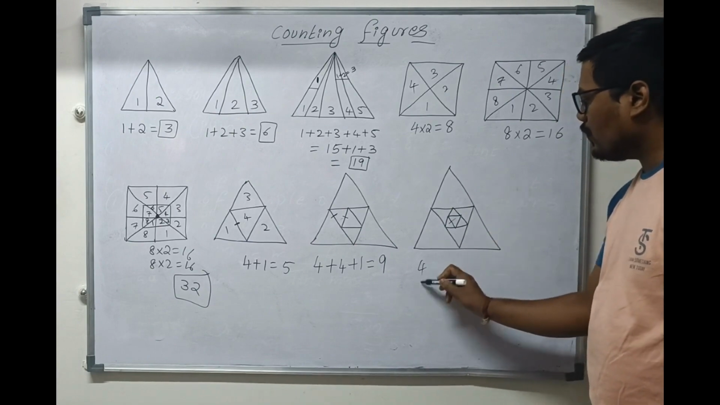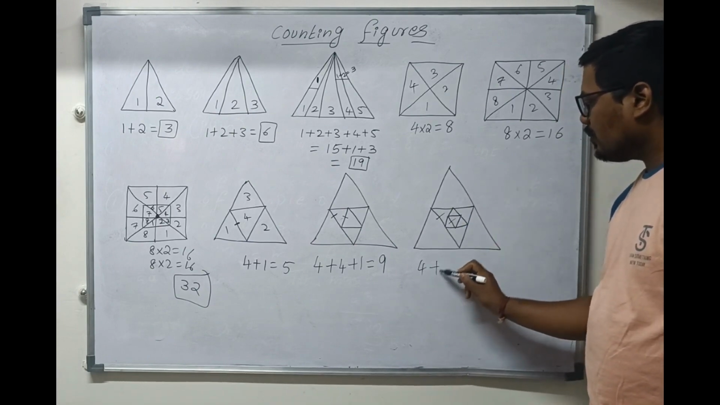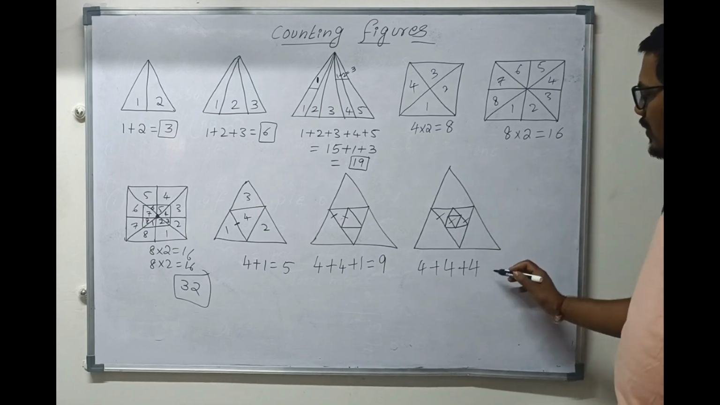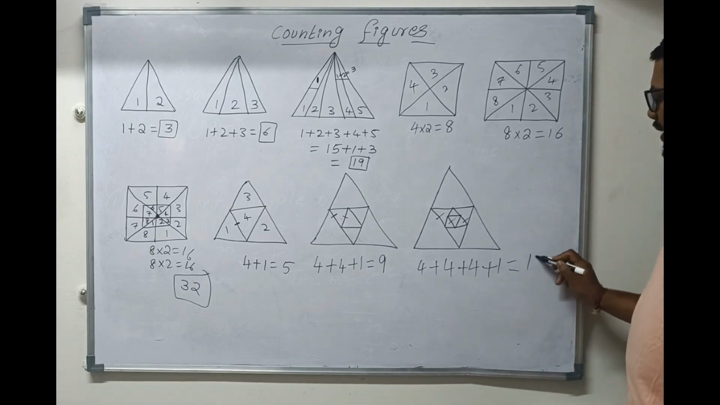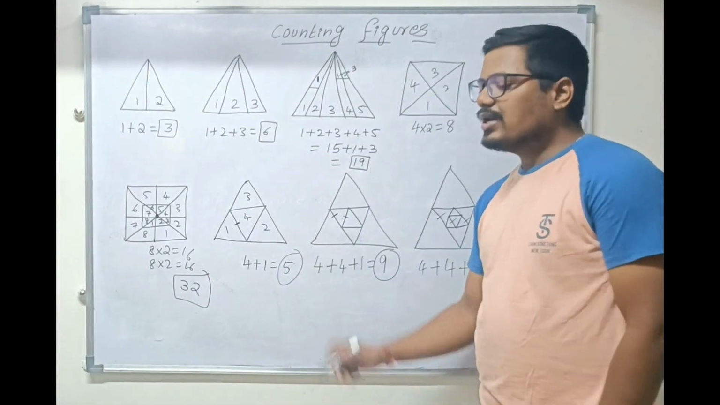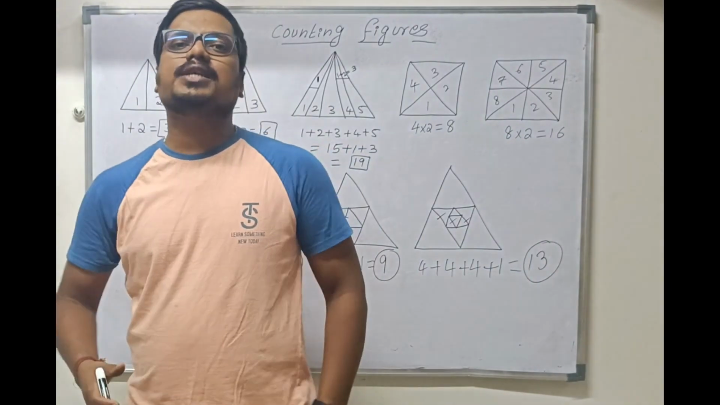One line, plus 4, and this triangle, one more line, plus 4, and for the outer one it is plus 1. So it will be 13. This will be 9. This will be 5. This is how we can solve the basic questions.